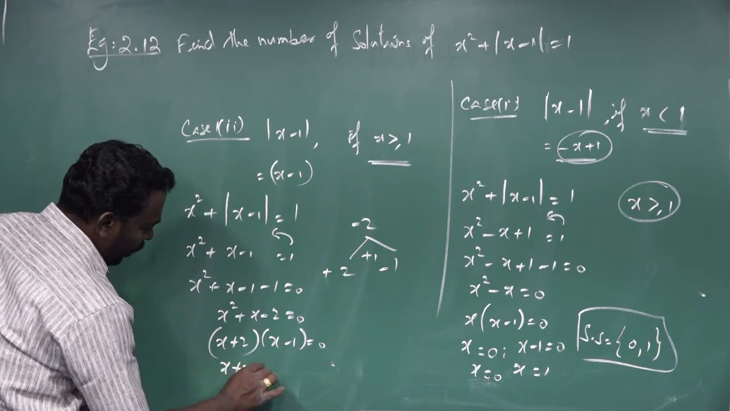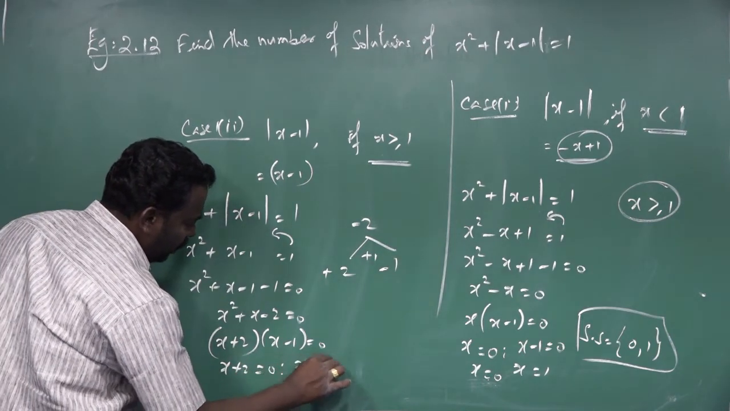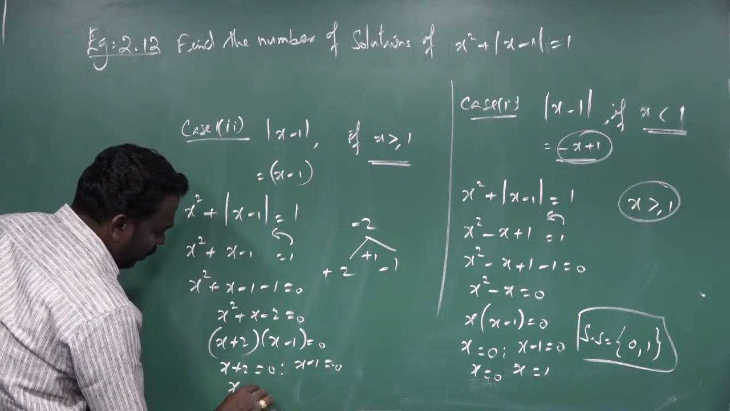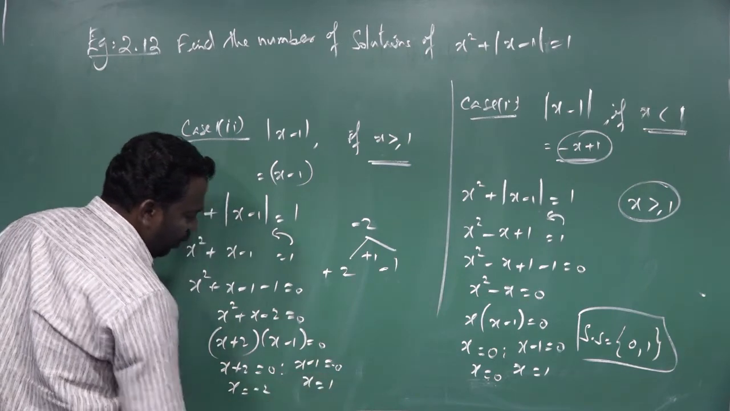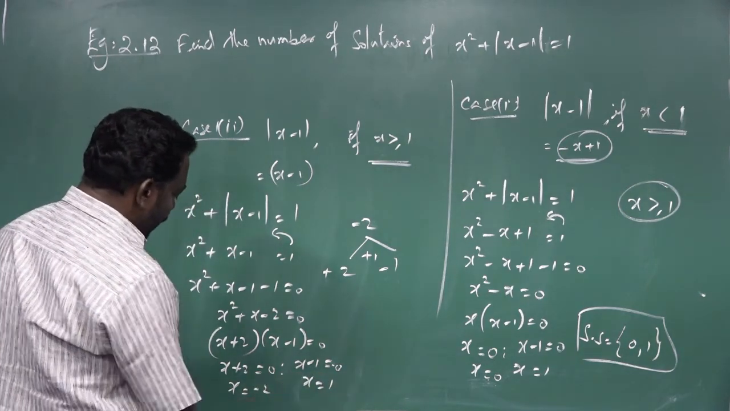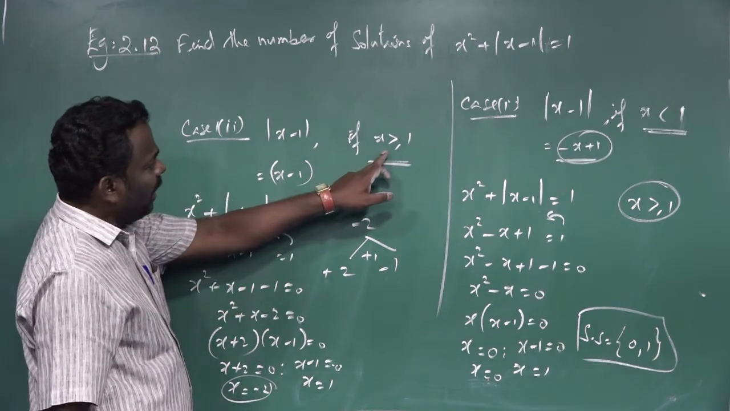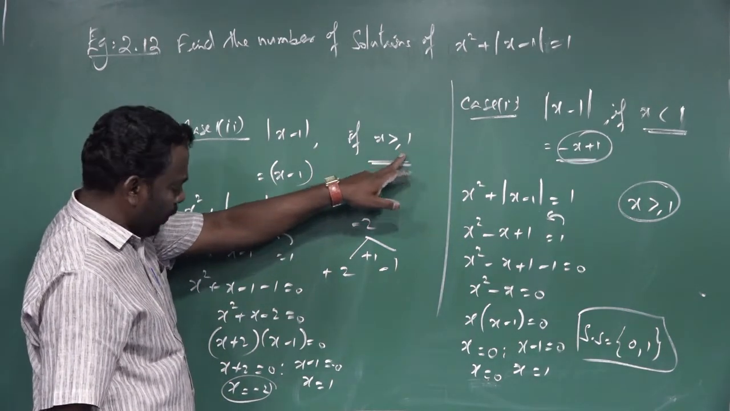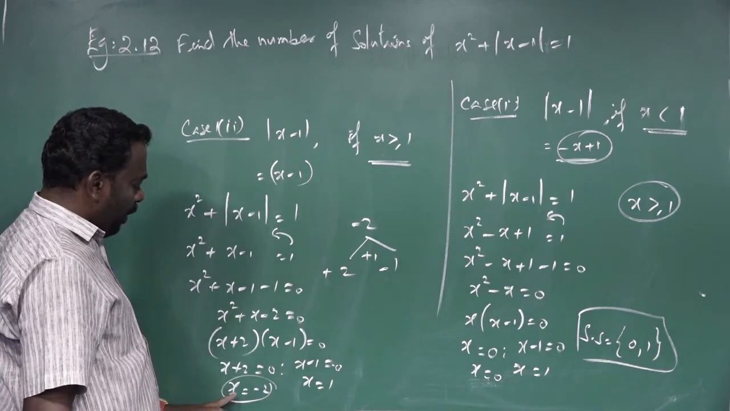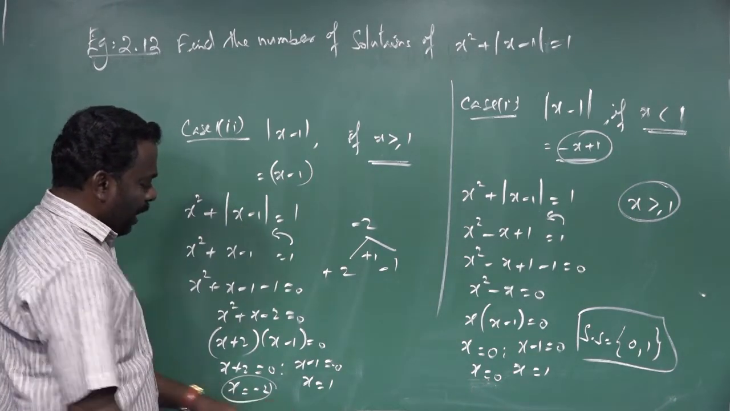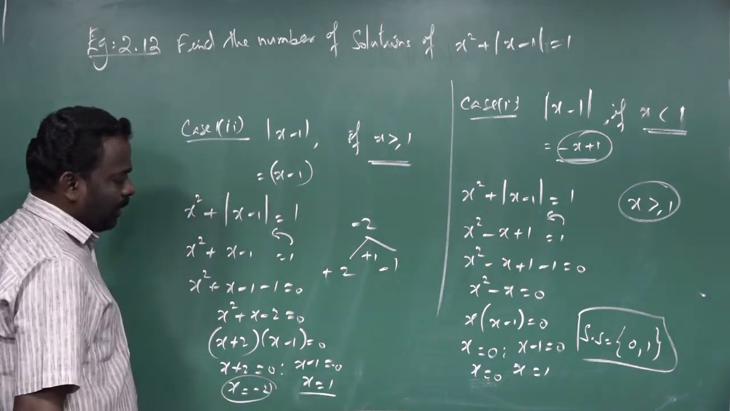Therefore, x plus 2 equals 0, and then x minus 1 equals 0. So x equals minus 2 and x equals plus 1. x equal to minus 2 is not a valid value because this case takes x greater than or equal to 1. Therefore, there is no way to get x equal to minus 2. We consider the x value equal to plus 1.